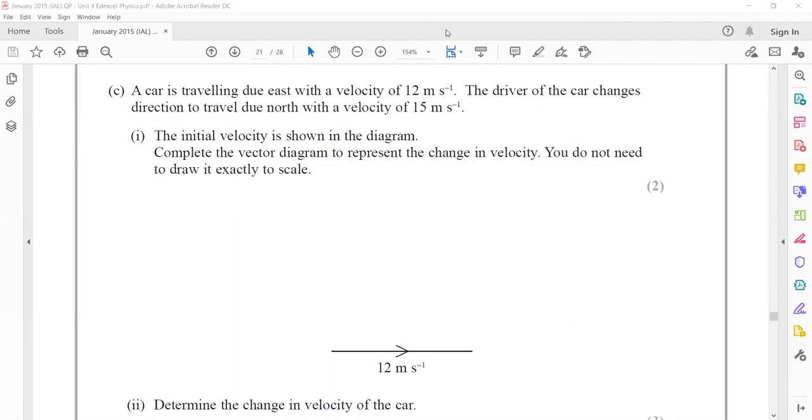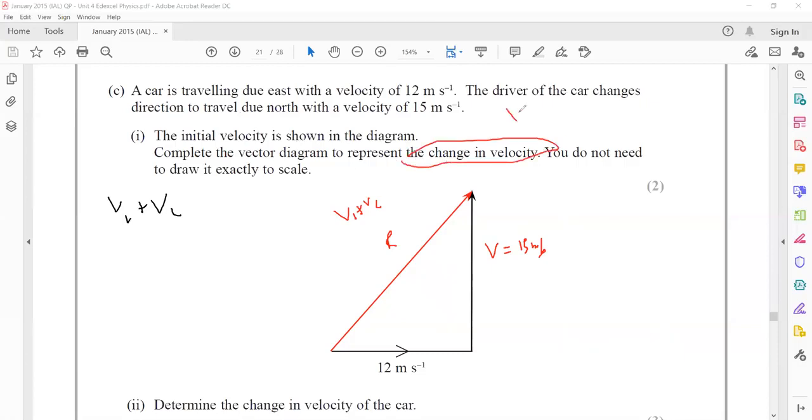If I need V1 plus V2, V1 is already there. I will draw V2 from the head of V1, and from the tail of the first to the head of the last, we will get the resultant. So this is the resultant, which is V1 plus V2. But in the question, they don't ask for V1 plus V2. They ask for change in the velocity, and change in velocity is final minus initial.